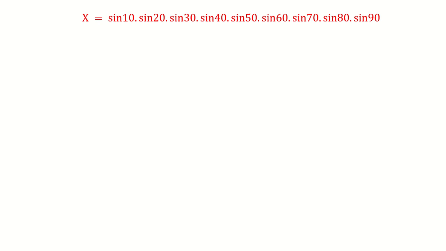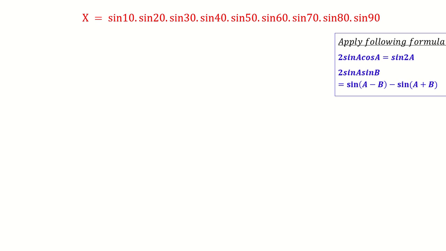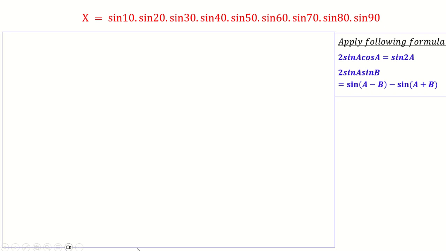x is given as sin 10 into sin 20 into sin 30 up to sin 90. And then the question is, what is the value of x? We will apply the following formulas. 2 sin A cos A equal to sin 2A. 2 sin A sin B equal to cos of A minus B minus cos of A plus B. These two will apply.